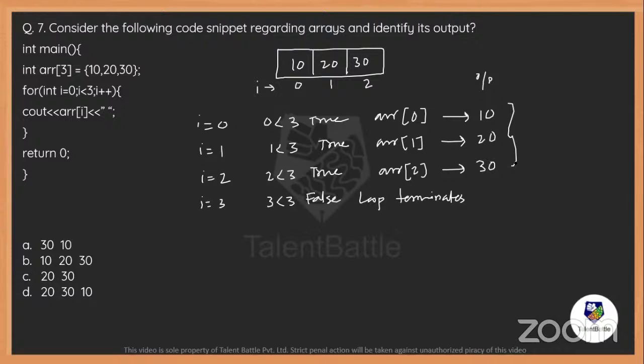In the format of cout, it is printed in one single line, right? So which option is exactly matching? Option B is matching. So option B is correct here: 10, 20, and 30.